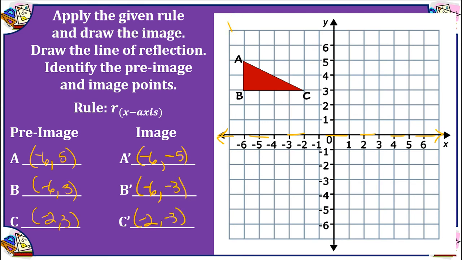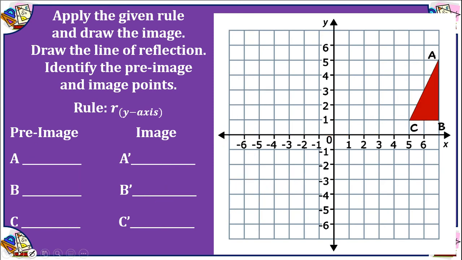Now, we were in quadrant 2, and we are reflecting down to quadrant 3, which is our negative coordinates, and so we are correct. So we are going to plot negative 6, negative 5, and notate A prime. B prime is negative 6, negative 3, that's B prime, and C prime is negative 2, negative 3, C prime, and then connect to make your triangle. And they are equally distant from that line of reflection.